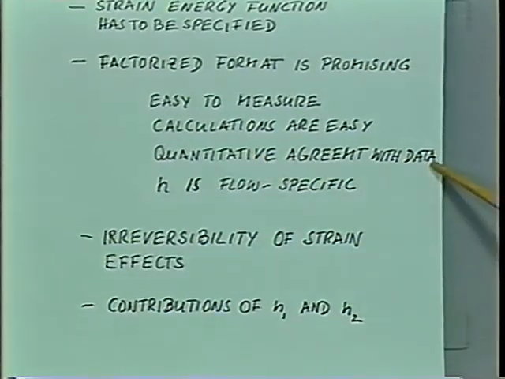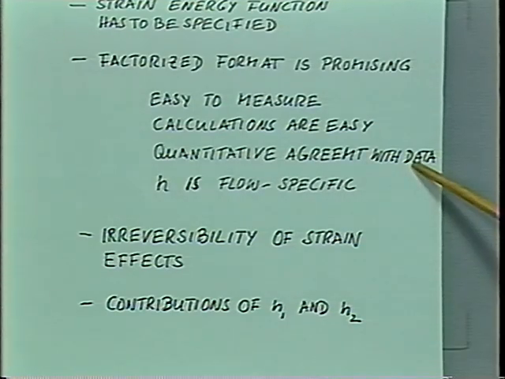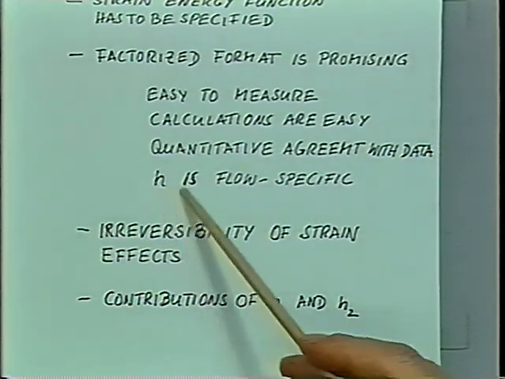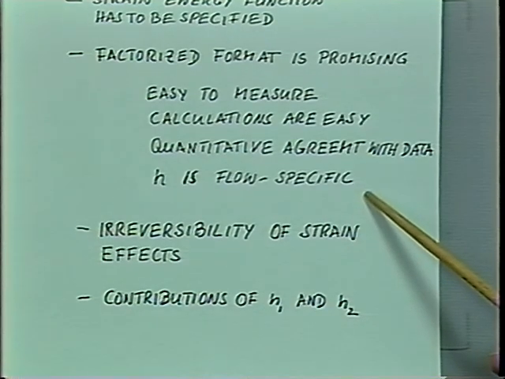The quantitative agreement with large ranges of experimental data is impressive. There are still deviations. It seems to be a big step in the right direction. And from that on, you can do some fine-tuning. You still can improve things further. H is somewhat flow-specific. You can determine this for shear flow or for extensional flow. And then you can model those flows very nicely.